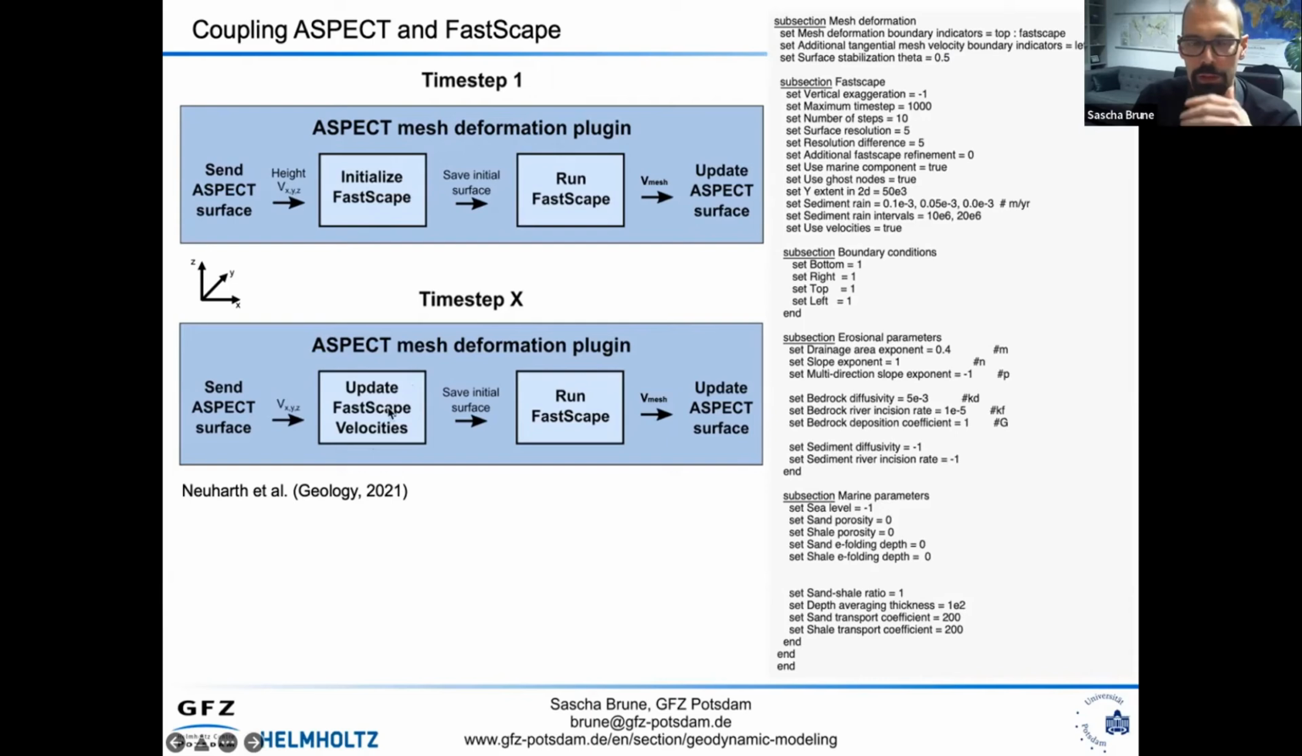I'm trying to focus really on the essence here. There are many more details that one can discuss, but this is the input parameter section that we have been using for the study that I'm going to show in a minute. We have a subsection on mesh deformation where we update these meshes as I outlined before. We have a subsection on Fastscape itself that is setting several parameters that are key to Fastscape: boundary conditions, erosional parameters, marine parameters. That's it.